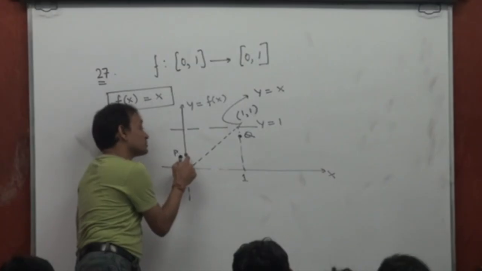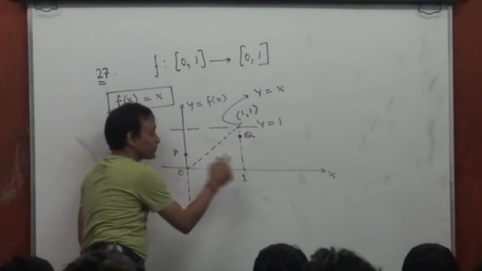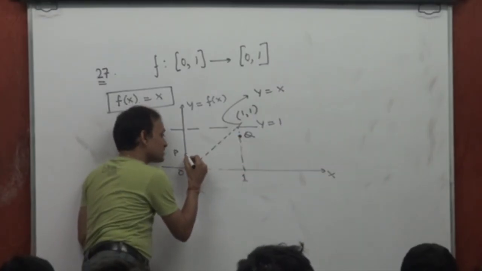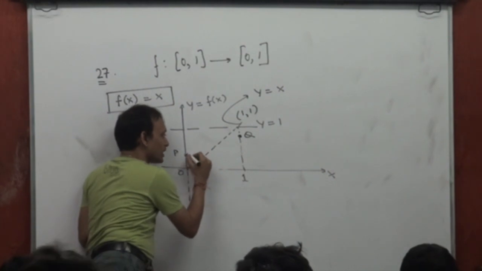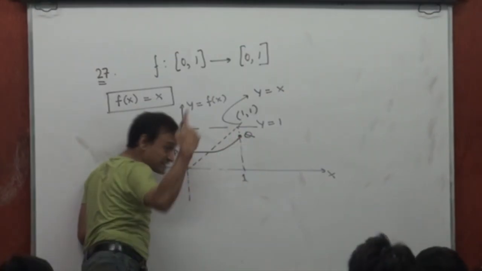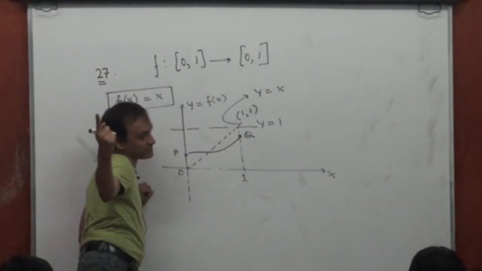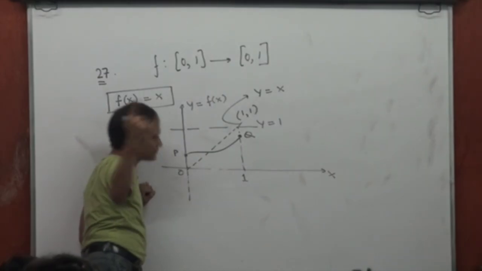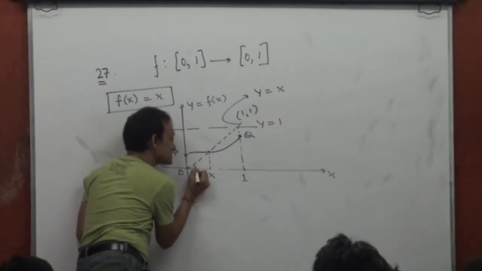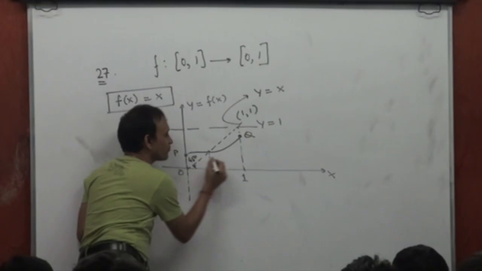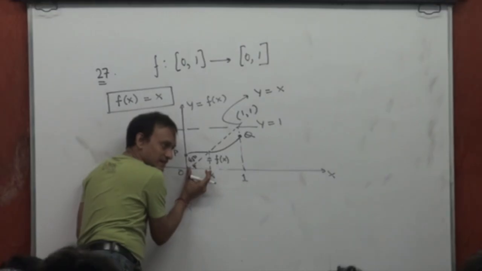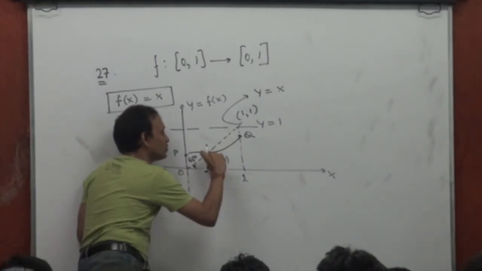The graph of the function is continuous between 0 and 1, and it has to go from P to Q. If it has to go from P to Q, it has to seek the blessing of this dotted line at least once. In order to go from P to Q, it has to cross this line y equal to x at least once. It could have done it multiple times. That means there is at least one x in the interval 0 to 1 for which f(x) is x.